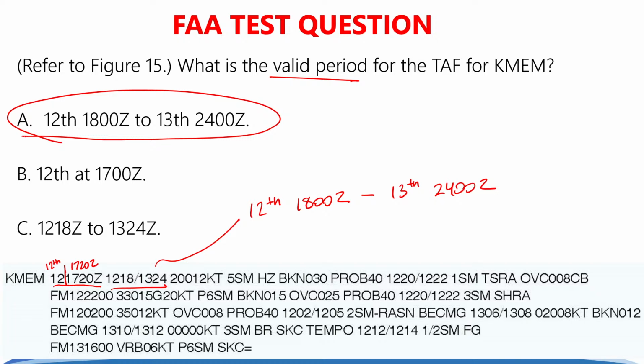When we're dealing with METARs, we don't actually have a valid period. We just have the time and date of the actual issuance. Okay, so good job, everybody. Let's go ahead and move on to the next one.